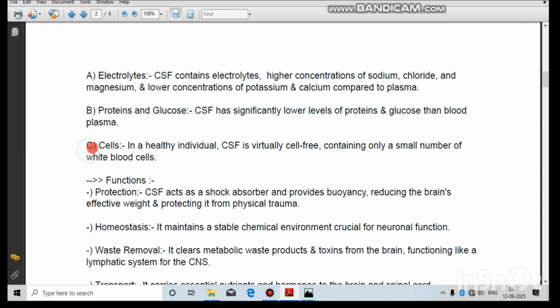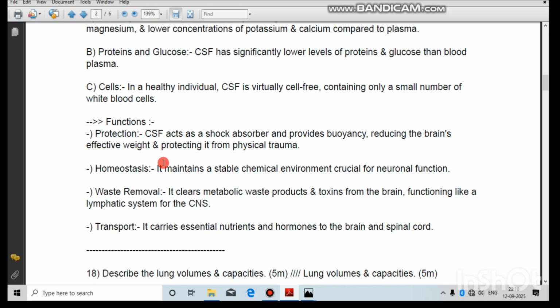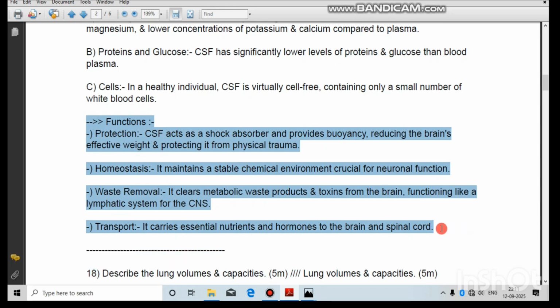The third point we can find here is the cells. In healthy individuals, CSF is virtually cell-free. There will be no presence of cells. But in some cases we can find a very small number of white blood cells. Now we will discuss the functions of CSF: what all it does actually, and how it is important for our body.